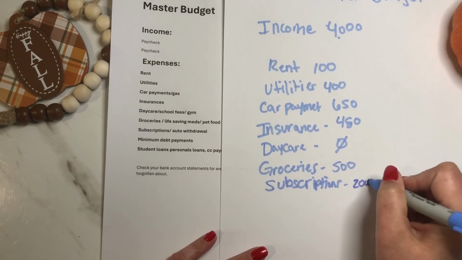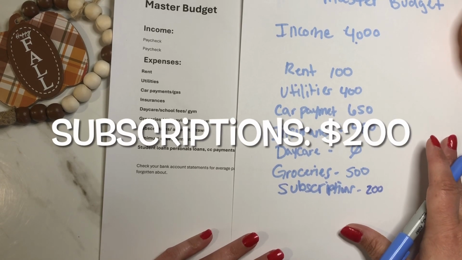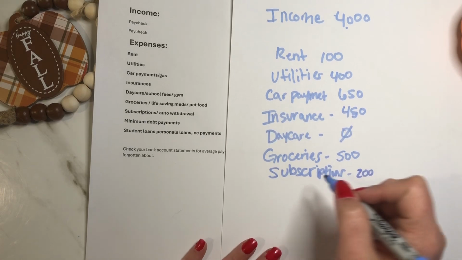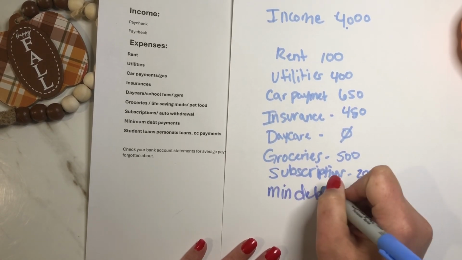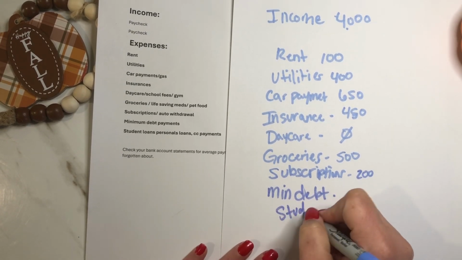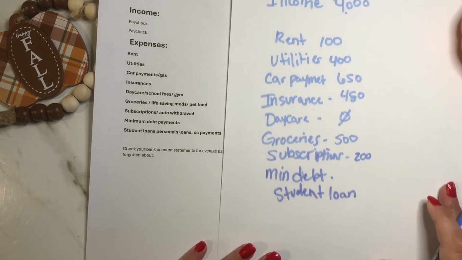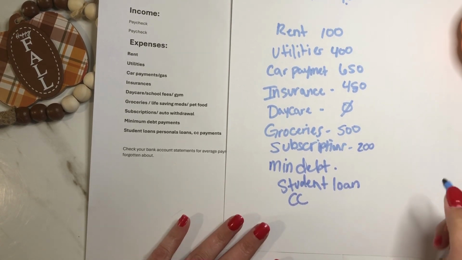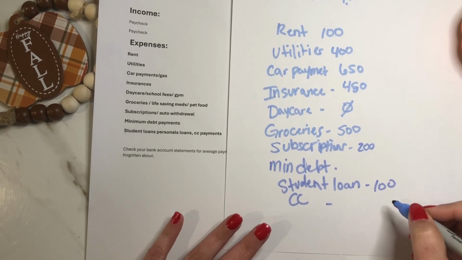So that is about, I'm going to say around $200 or so because I've canceled quite a bit of stuff that we don't really use. And then you want to add your minimum debt payments. Okay, debt payments. So these are student loans and credit cards. Student loans, we'll just say is like $100 a month for most people. Credit cards, this could vary.